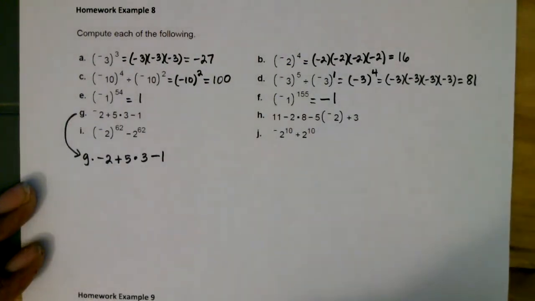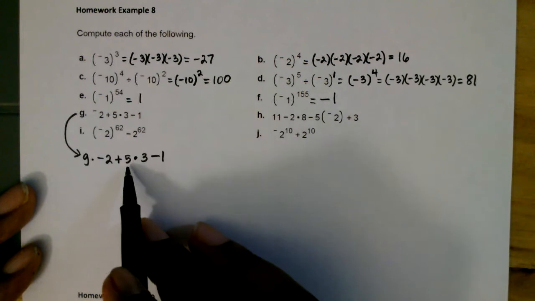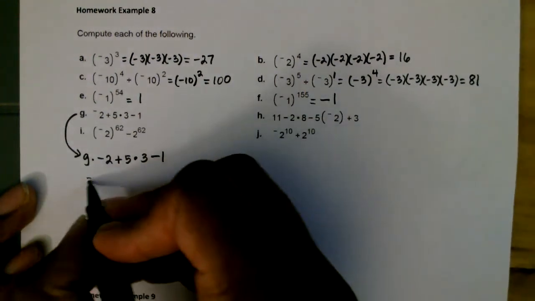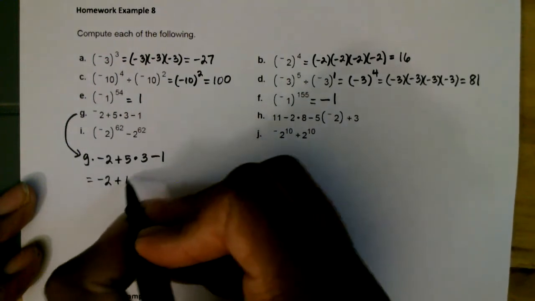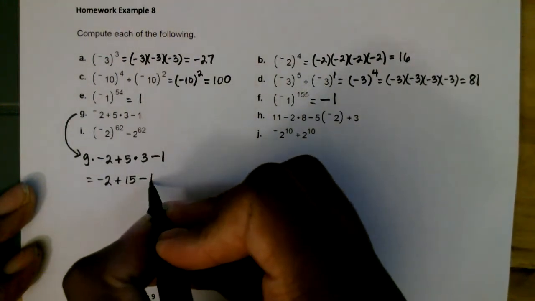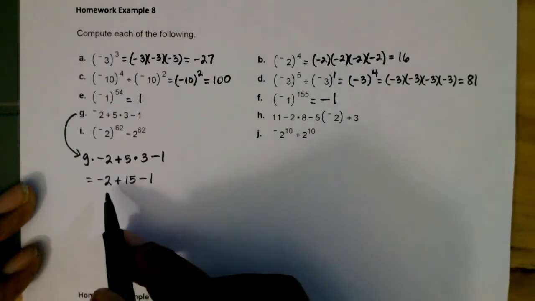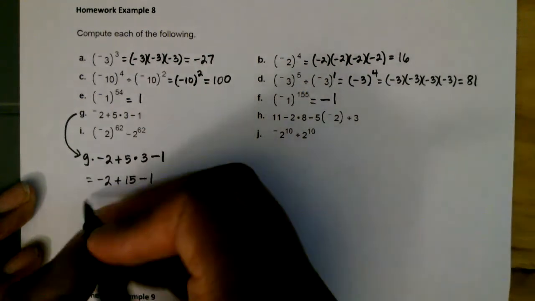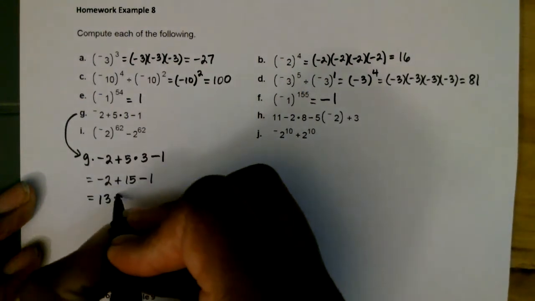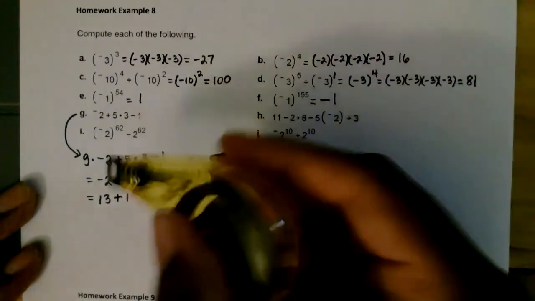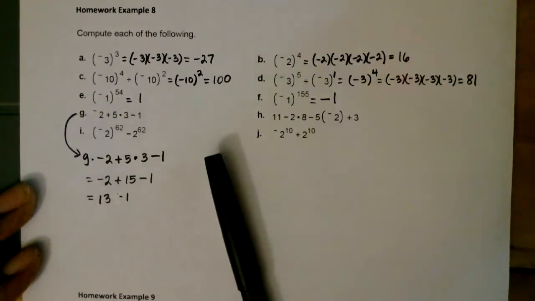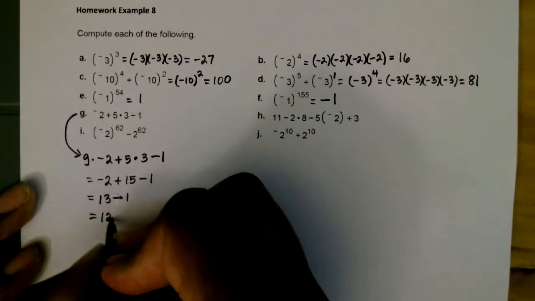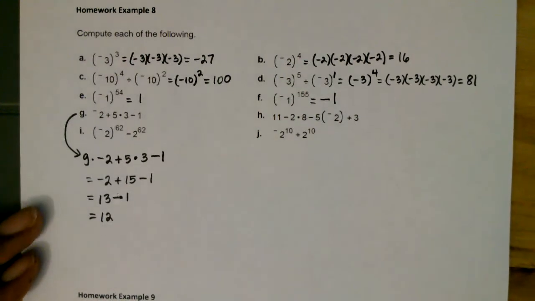So this is where some order of operations is going to come in. Here we have to do the 5 times 3 first, which will be 15. So I have -2 times -2 plus 15 minus 1. And then we do the addition and subtraction from left to right. So -2 plus 15, that's 13. 13 minus 1, not plus 1, minus 1. 13 minus 1 ends up being 12.